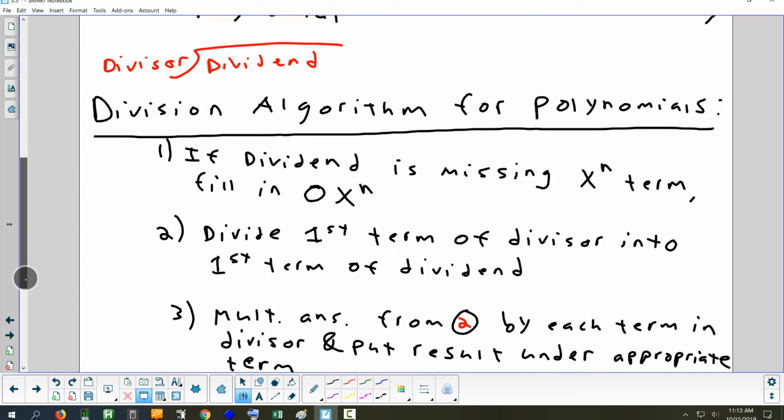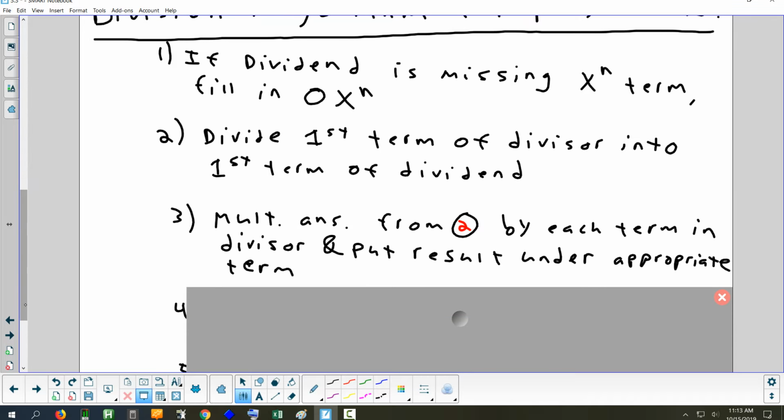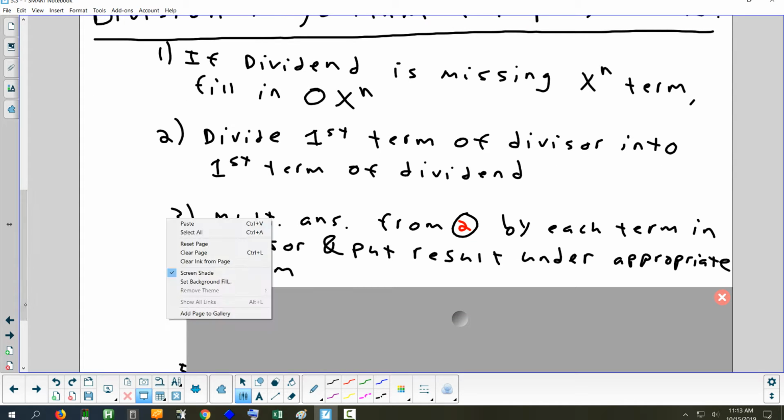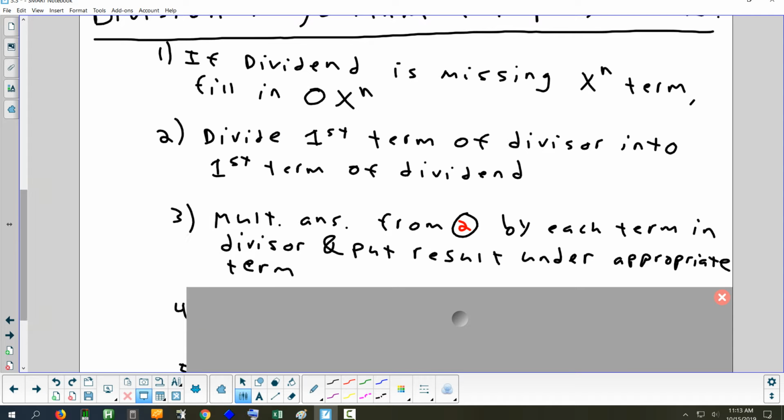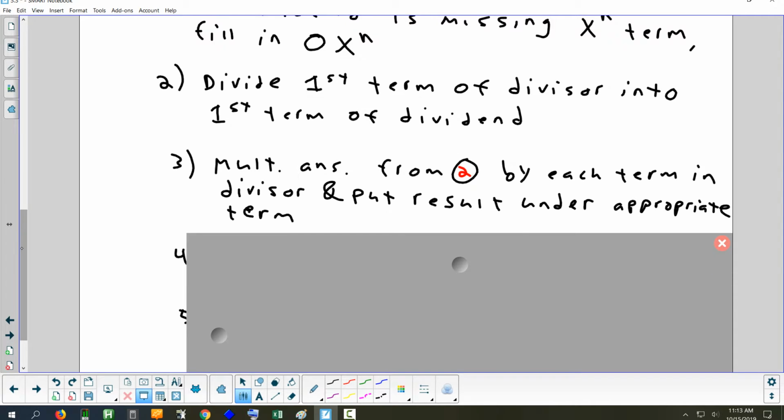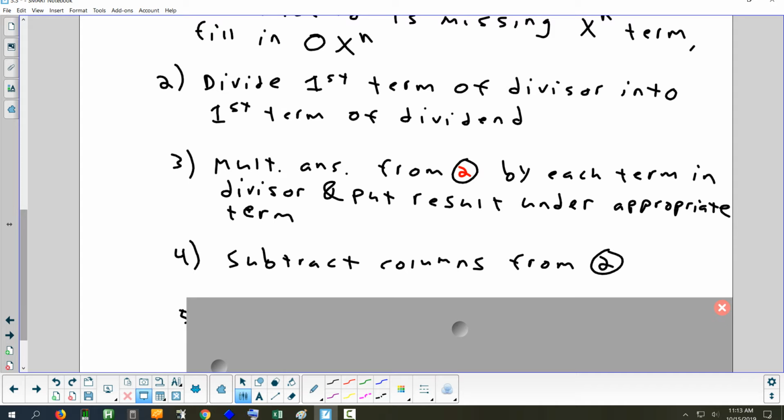Does anyone remember the next thing you always do in long division? Divide, multiply, subtract. Right? The pattern in long division is always divide, multiply, subtract, bring down. Did you go back to the problem? Yep, we're going to go right back to it. So now step 4 is to subtract.